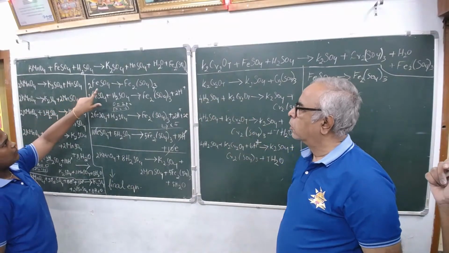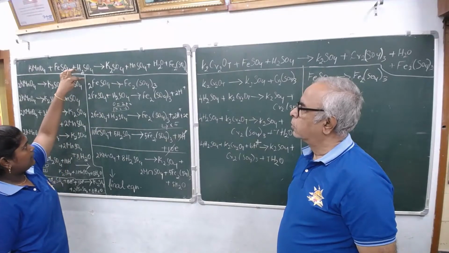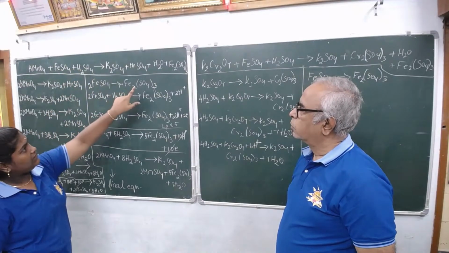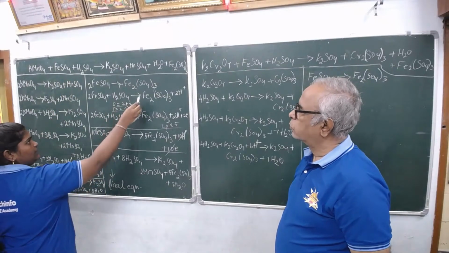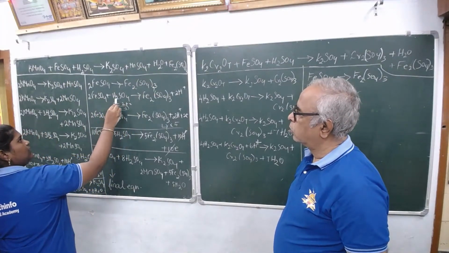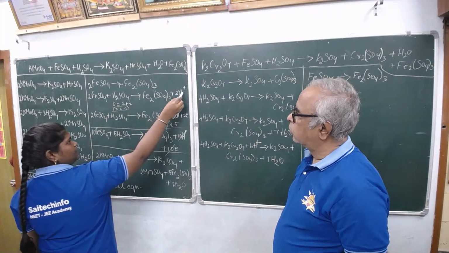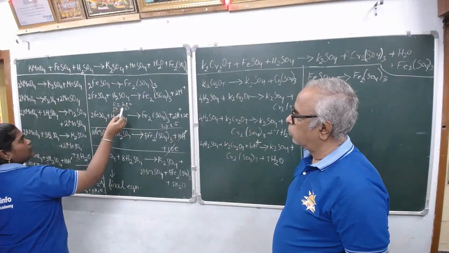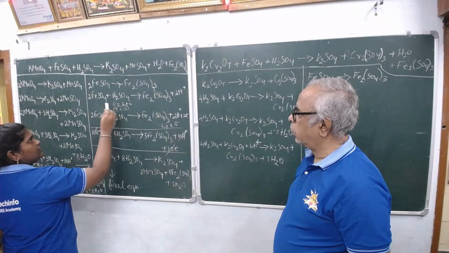In the product side, we are having 2 iron, so we are multiplying this by 2. We are having 3 sulfate ions, so we need to compensate sulfate. We are adding H2SO4 on the deficient side. So we need to balance the hydrogen, so we are adding 2H plus ions. So by algebraic method, we are finding the electrons.